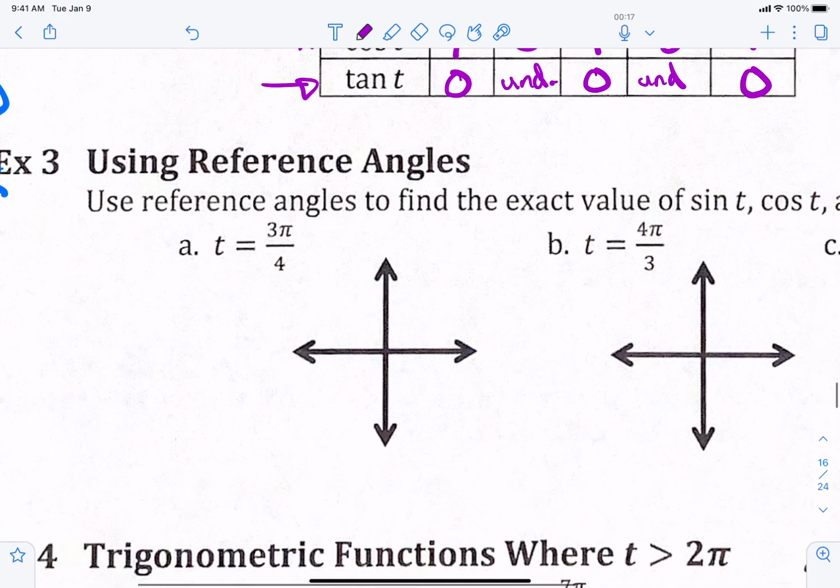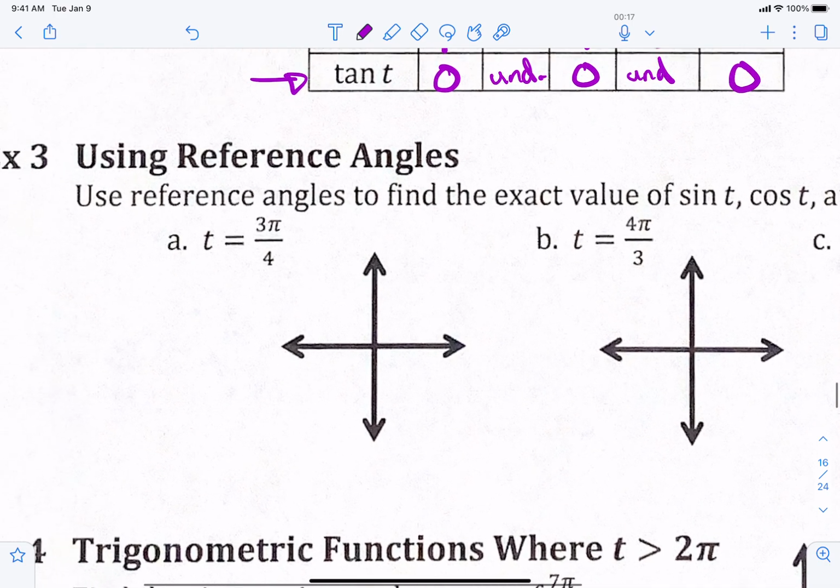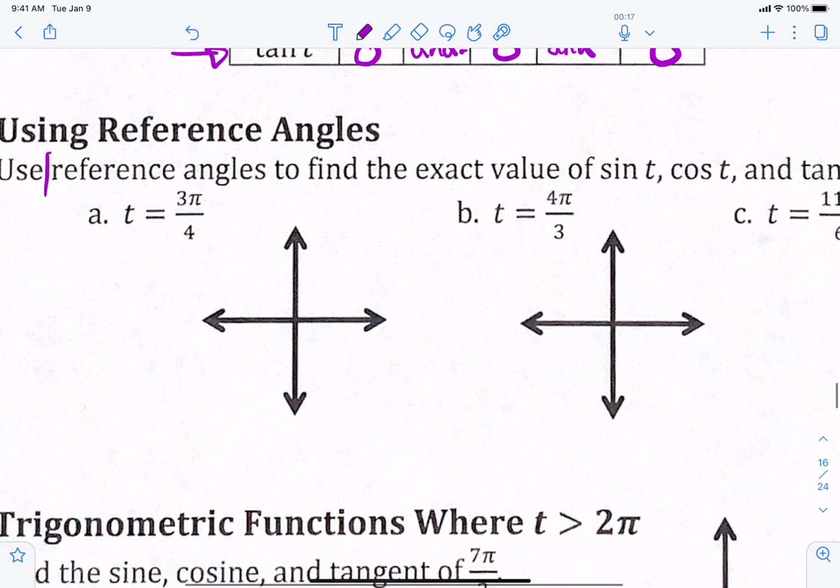Okay, let's talk about something called a reference angle. You have to really pay attention to this because they ask you a lot of questions on your homework about a reference angle. So let's talk about 3 pi over 4, and we have to figure out where that is going to live.